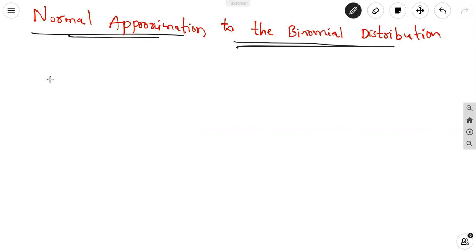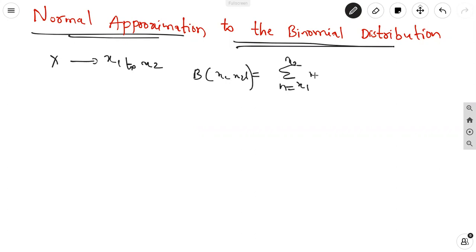Suppose the number of successes x ranges from x1 to x2. Then the probability of getting x1 to x2 successes in the binomial distribution is the summation, r equal to x1 to x2, of nCr p^r q^(n-r). This is the binomial distribution. We have n, p, q.